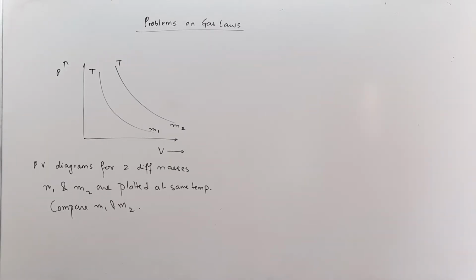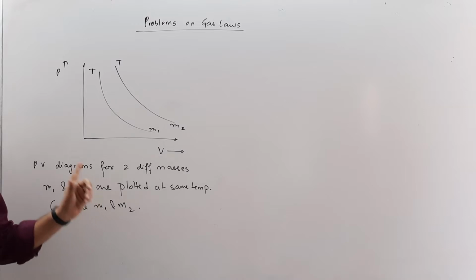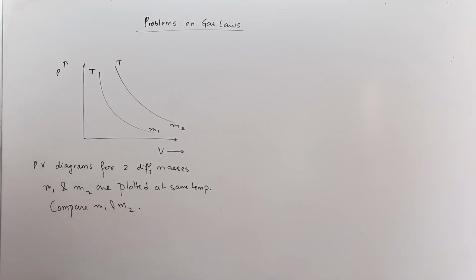Here we have another problem. Again it's a rectangular hyperbola wherein the P versus V graph is drawn, and that is at constant temperature. So this is a problem pertaining to an isothermal process or Boyle's law. For two different masses, they plotted the graphs at the same temperature. We have to compare M1 and M2.